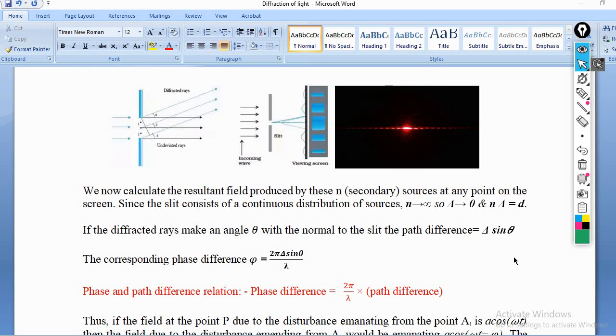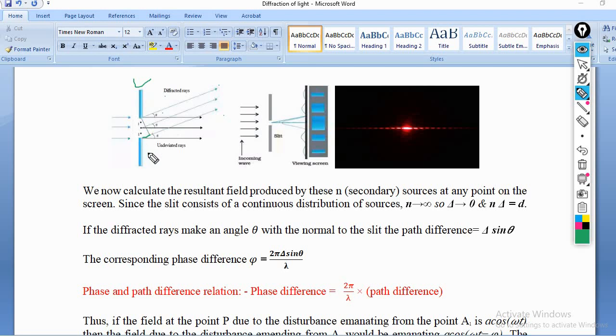So how much is the path difference? To calculate the path difference, we are going to refer to the slit. We are going to consider the undeviated ray and the diffracted ray, and the angle between the undeviated ray and the diffracted ray, or the deviated ray, is represented by theta. Now just see the first one and the last one. If you draw a normal, we can see this much is the additional distance covered by the last ray in comparison to the first ray.